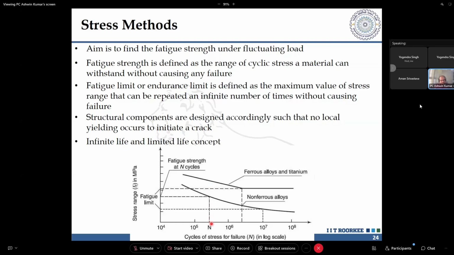So if I look separately at the number of cycles that particular crane or girder will be subjected to, and find out the fatigue life of that particular detail, if my fatigue life is more than the number of times that loading is going to come, my design is safe. That is the limited life concept, because I'm not interested in having that member with an infinite life.